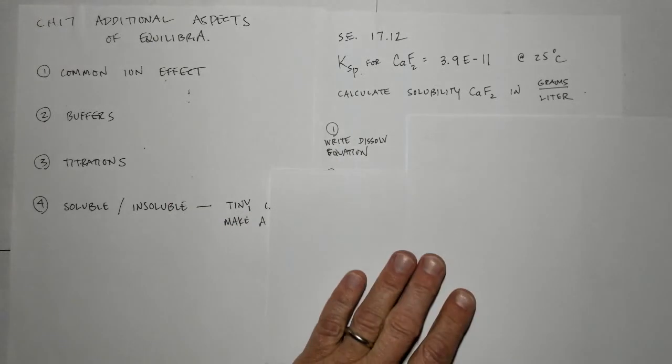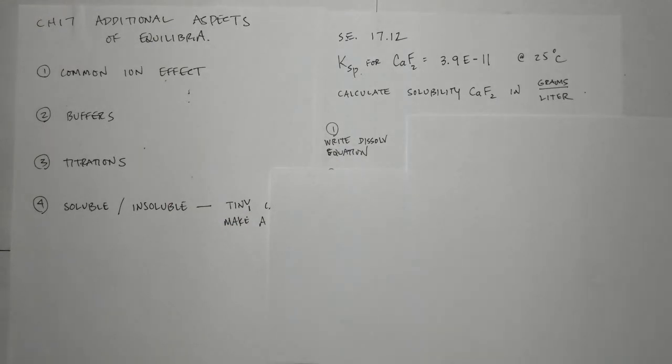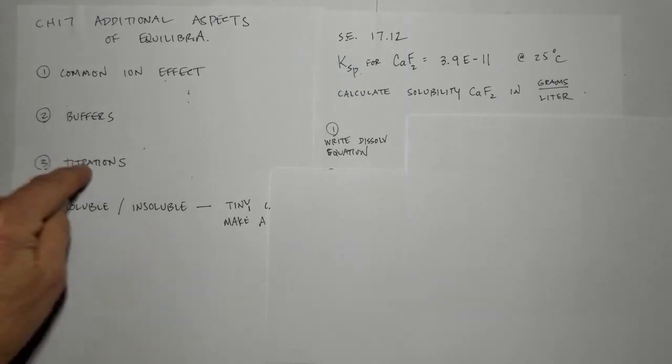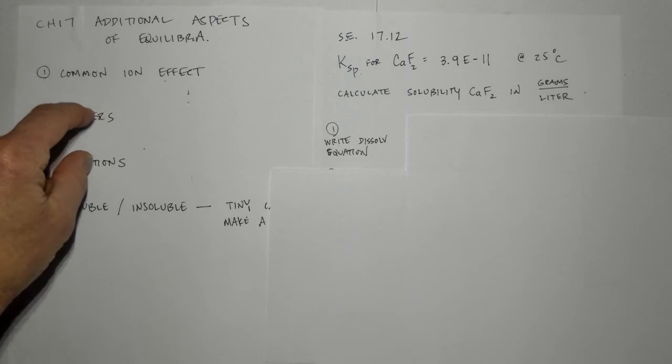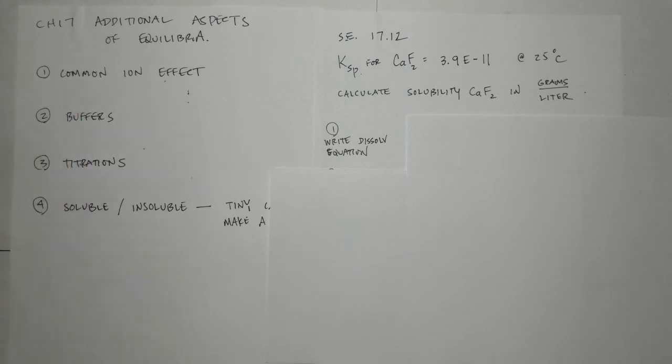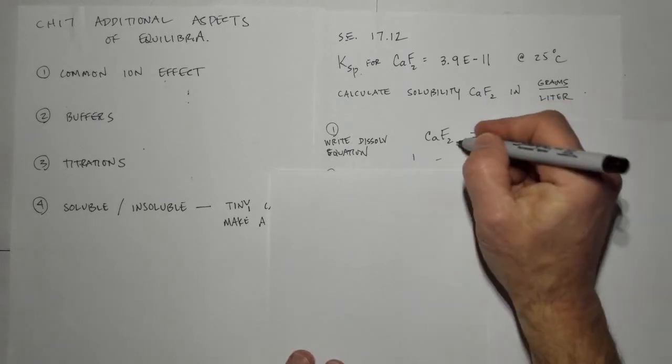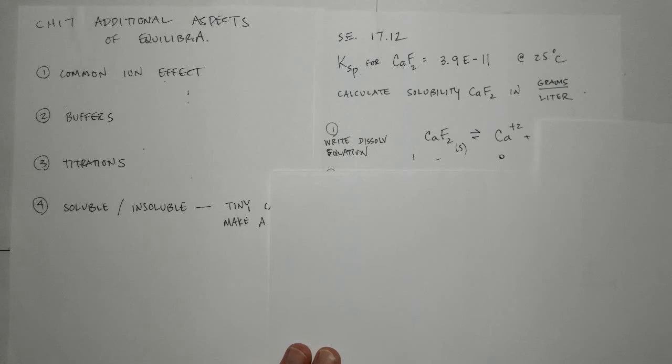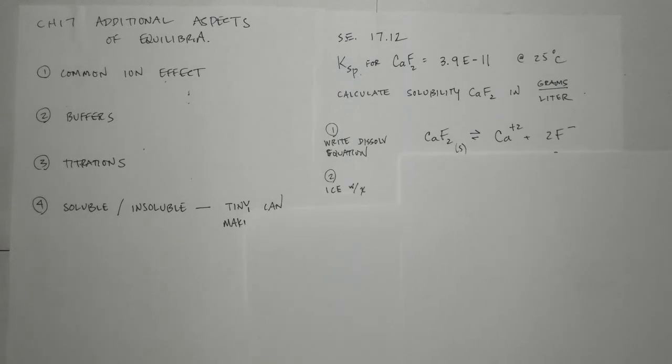Write the dissolving equation is always the first thing we want to do, just like with any of these other additional aspects right here. Always write the thing that doesn't dissolve, or the weak acid, or the weak base, or the conjugate weak acid or base reacting with water. In this case, we know that it's dissolving in water, but we're starting with the solid. So write down CaF2 solid, and then break it up into its 2 ions. Next, make an ice table.